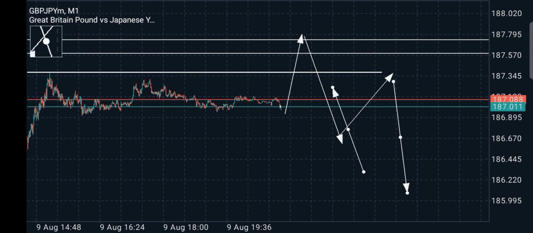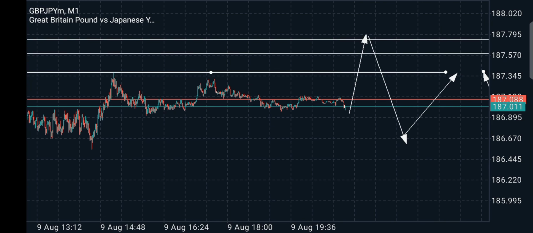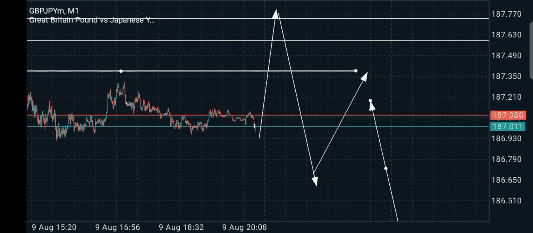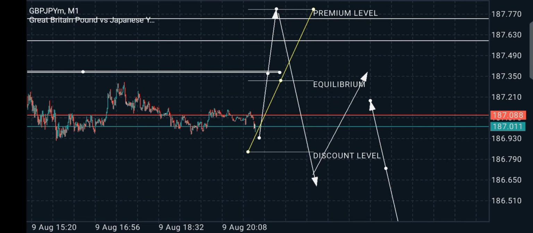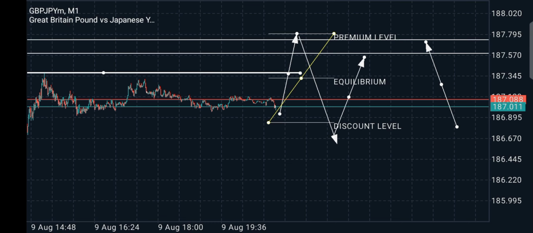So when I have a change of character down here, I'll wait for a 50% retracement down using the fib range. Guys, I remember what I said. Using the fib range, I'll wait for a retracement down here. Let me show you guys. So assuming this is a 50% here, I'm going to be taking my sell trade in the premium level here. So I want to see price fill up this imbalance, then retrace down to the premium level, which I'll start selling from here.